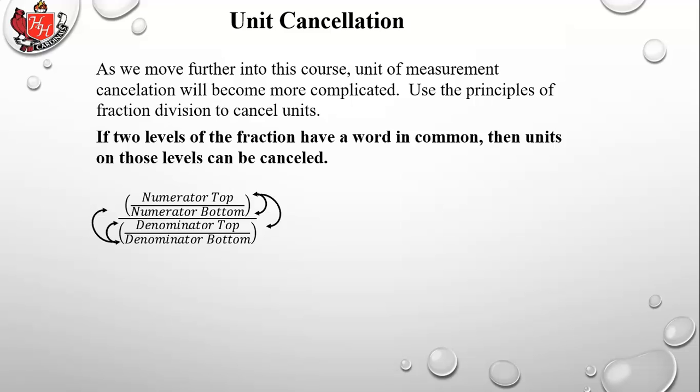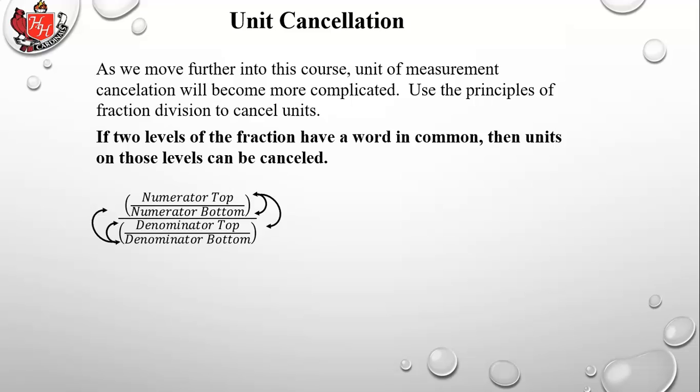So let's just take an example. Let's say we had liters up on numerator top. If we also had liters down on numerator bottom, they could cancel. The liters could cancel with liters because both of those levels have the word numerator in common. Now let's start again. What if you have liters up in numerator top and you also have liters in denominator top? Then those liters could cancel because both of those levels have the word top in common.